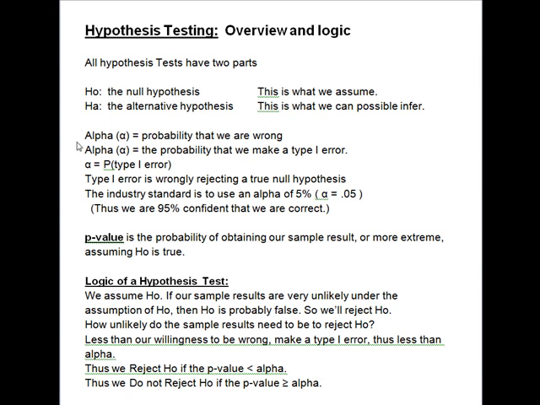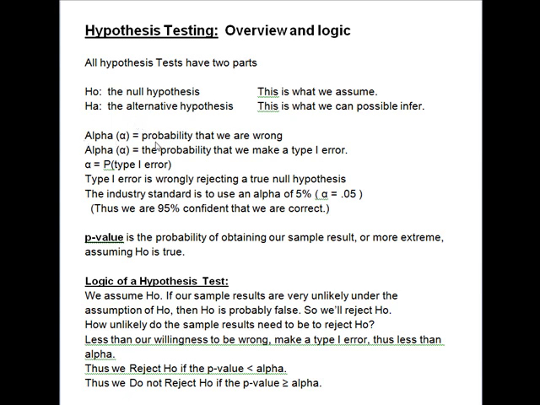Now, a little bit of terminology. We need to know what alpha is: the probability that we are wrong. Anytime we make a conclusion based on a sample, we might be wrong. Statistics is making inferences about a population from sampling. The whole field of statistics exists because we sample. So we're going to be taking a sample and doing a hypothesis test, and we're going to draw a conclusion. So we could be wrong.